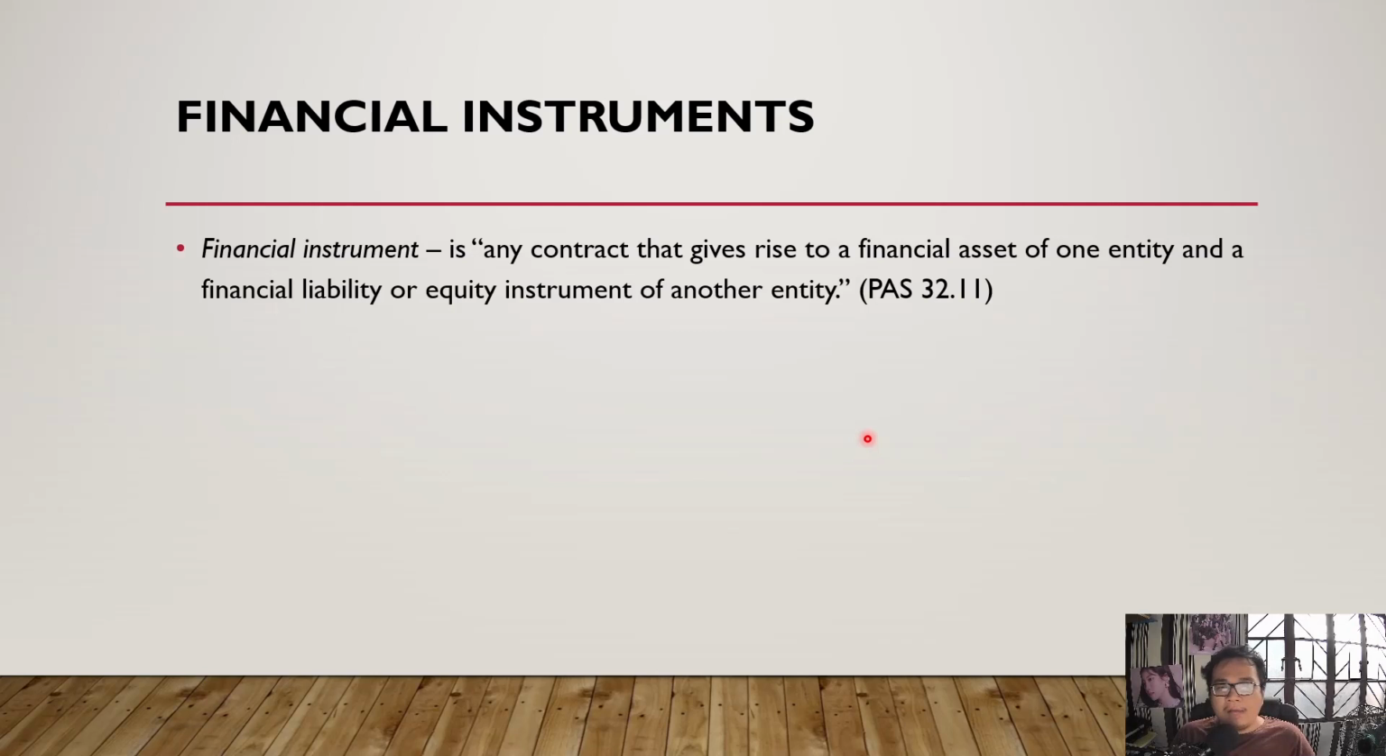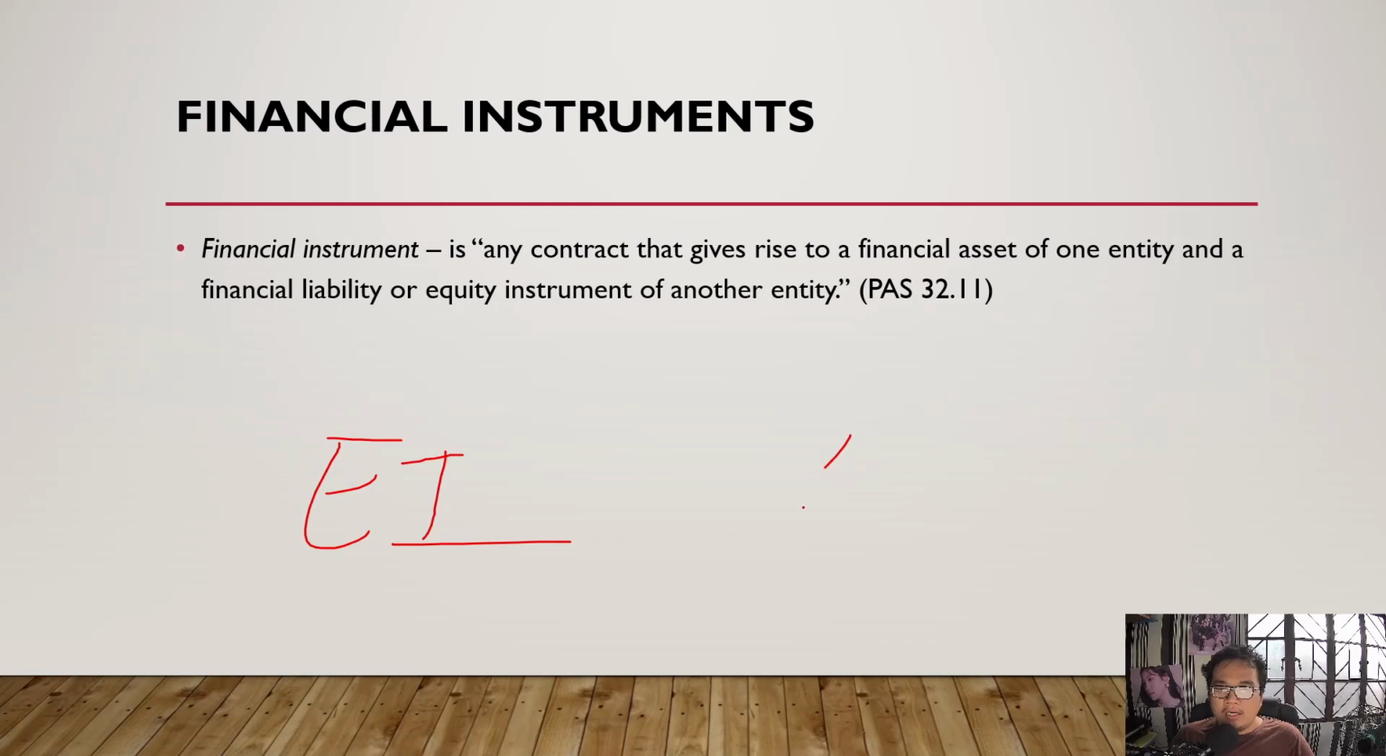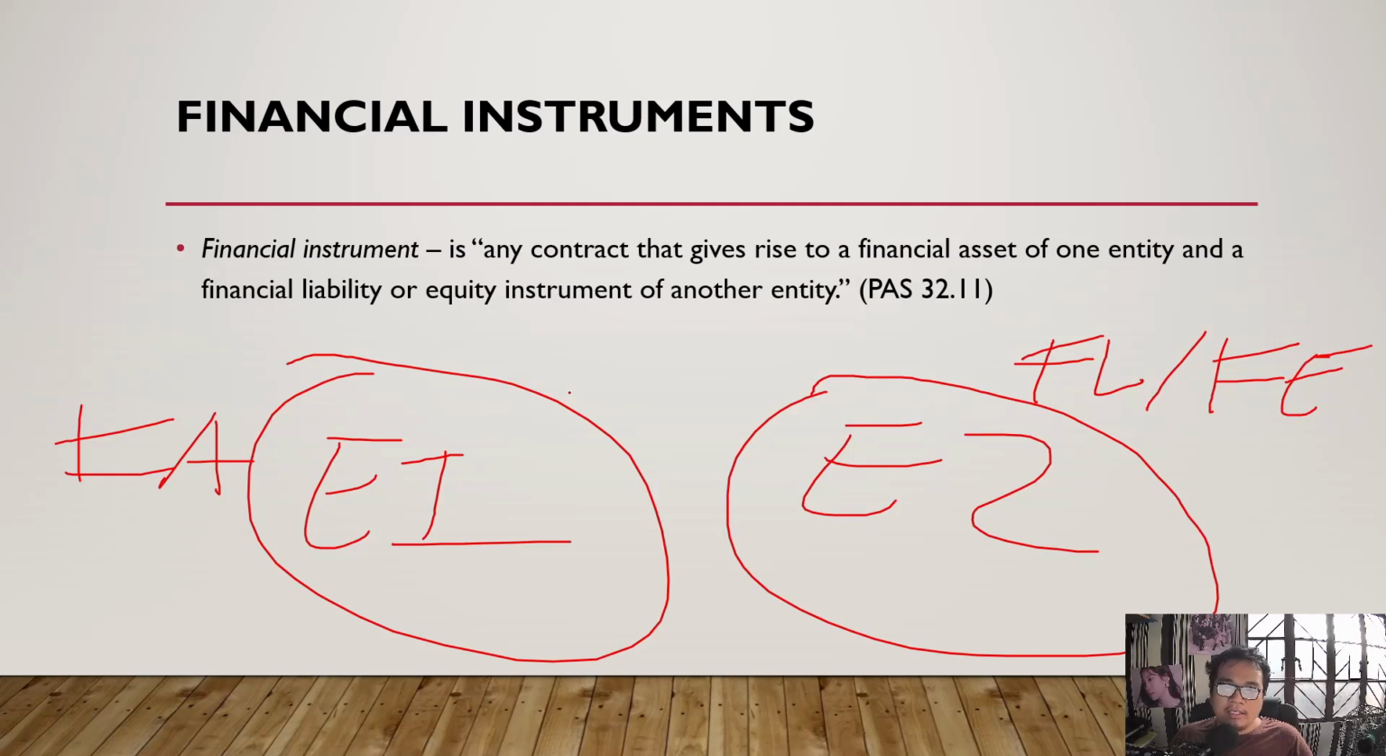So, ano nga ba itong isang financial instrument? A financial instrument is any contract that gives rise to a financial asset of one entity and a financial liability or equity of another entity. So let's say may dalawang entity tayo. Si entity 1 at si entity 2. So, ang sabi dito, for entity 1, he will recognize that as a financial asset, si entity 2, he might recognize that as either financial liability or equity lang. Yeah? So, it is any contract that gives rise to a financial asset of one entity and a financial liability or equity instrument.